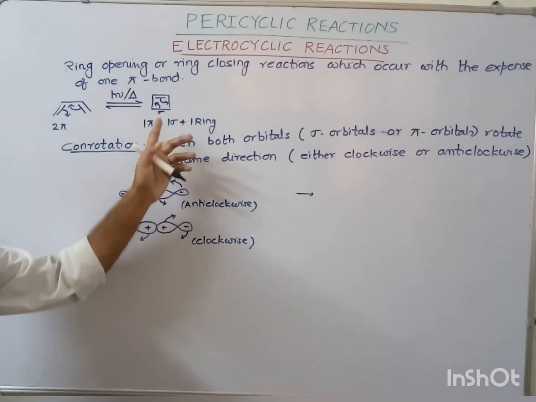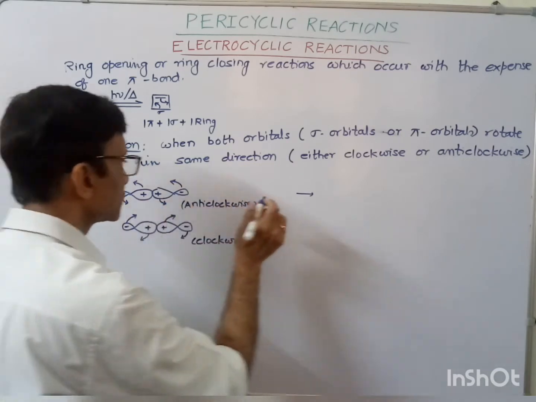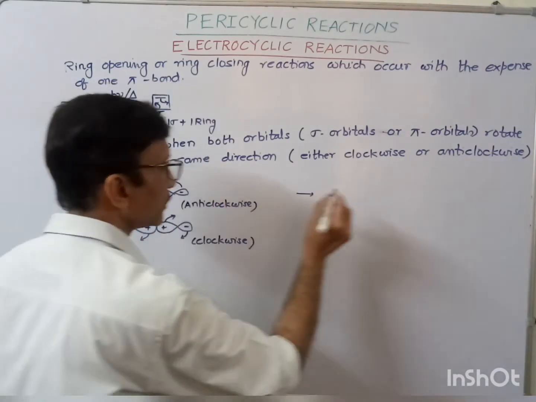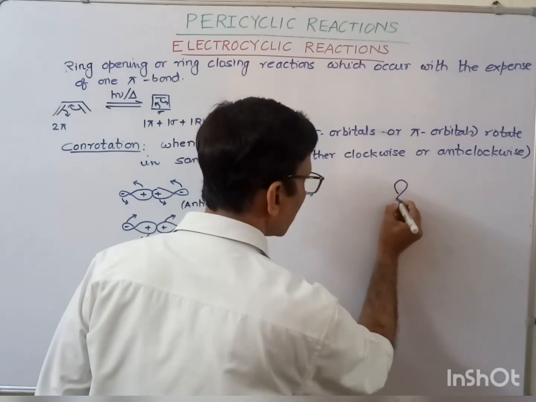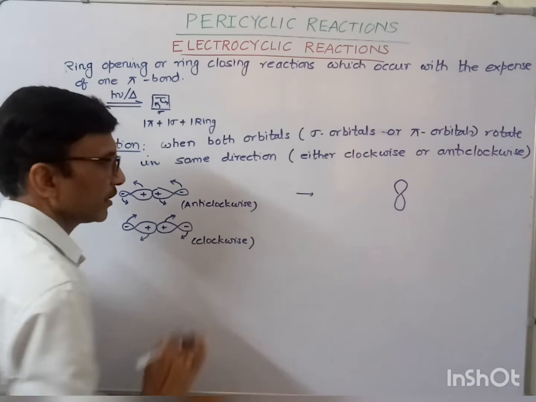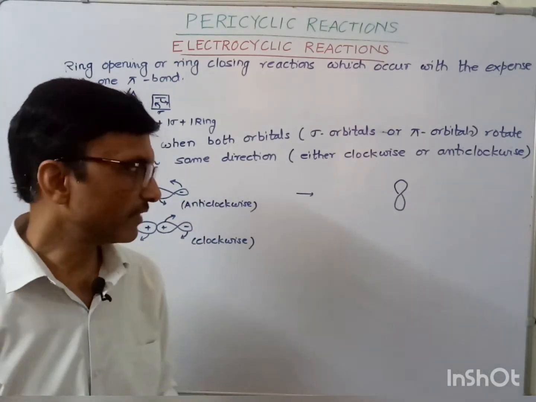orbital, this sigma orbital, will be converted into the p orbital. When the bond breaks, in that case, a negative charge will come up. So this is the way when the sigma bond breaks.